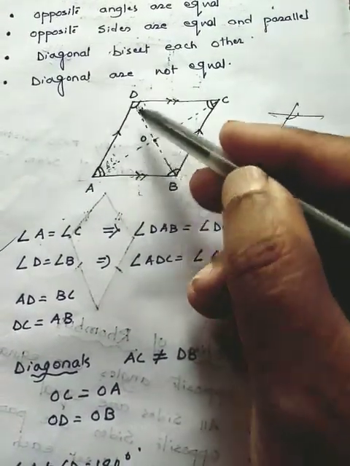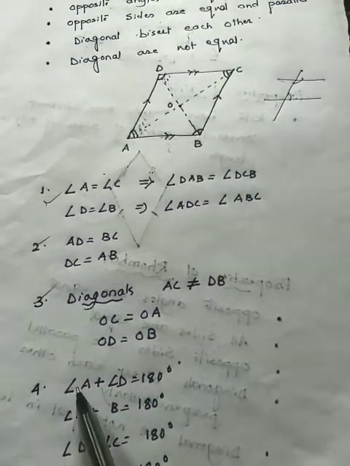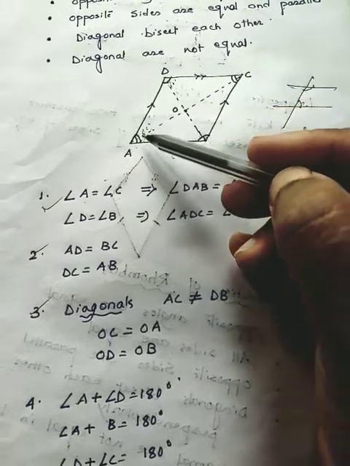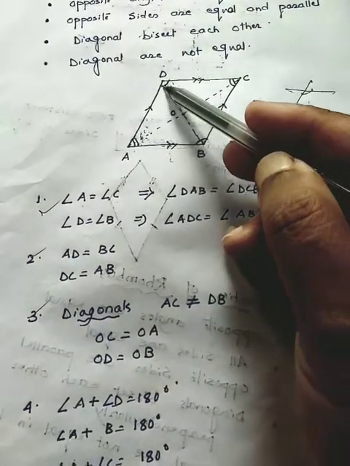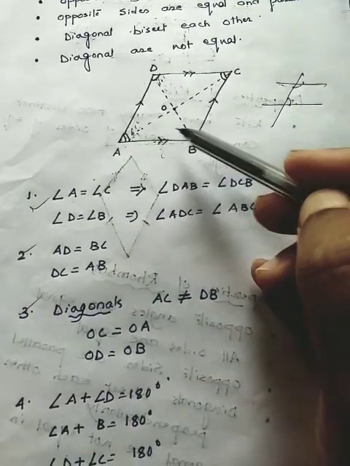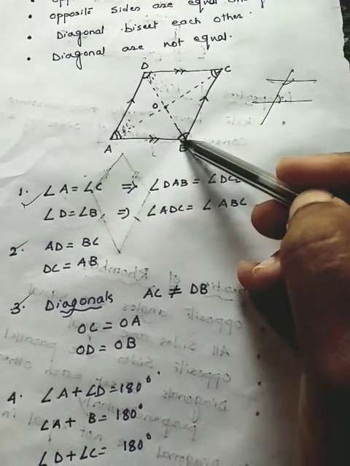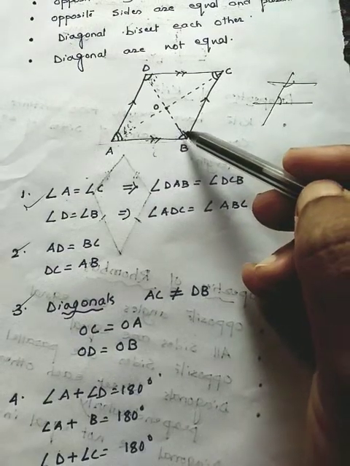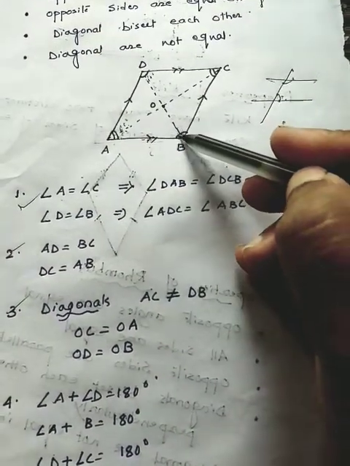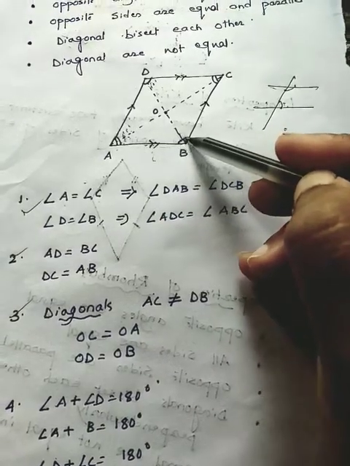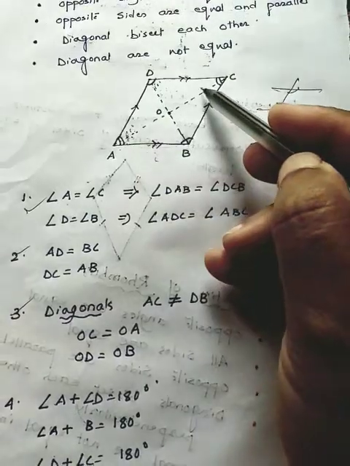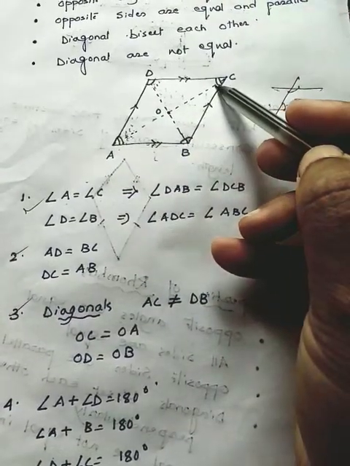So when this angle is given, how do we find this angle? The sum of these two angles is 180 degrees. See, I have written angle A plus angle D equals 180 degrees. So if you subtract 60 from 180 degrees, then you will get this angle. Similarly, when this angle is given, the same property applies: A plus B equals 180 degrees, so subtract 60 from 180 and you will get this angle. Suppose this angle is given as 60. What will be the measure of the opposite angle? Opposite angles are equal. So if this is 60, then this is also 60.